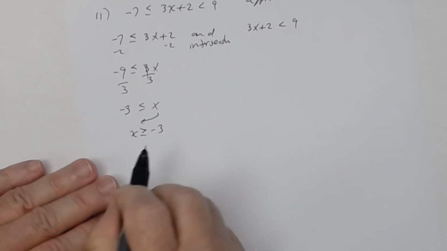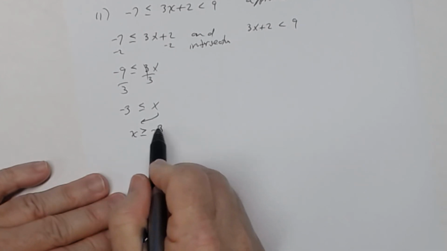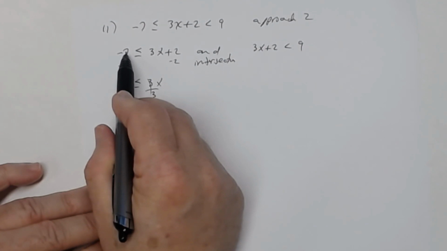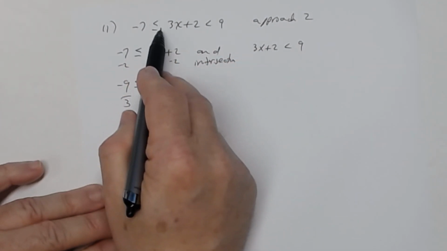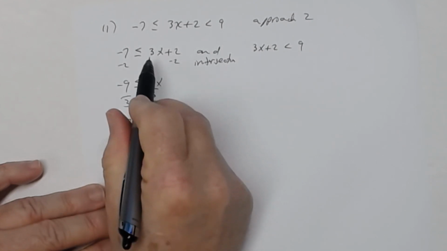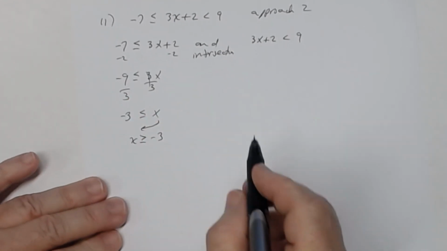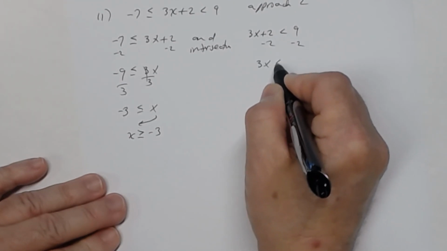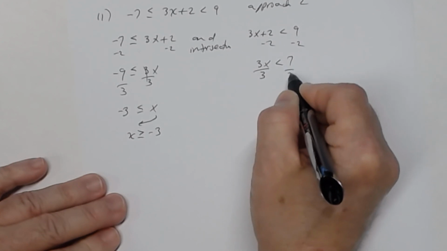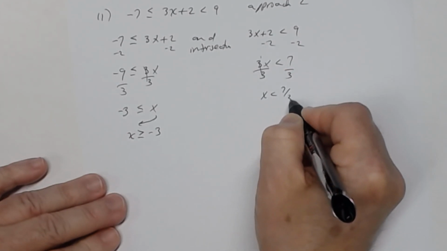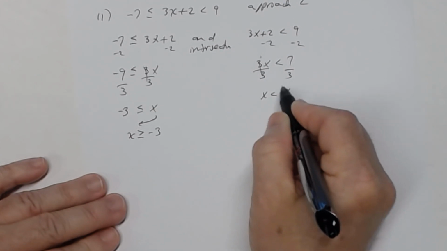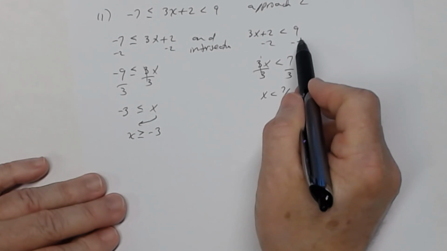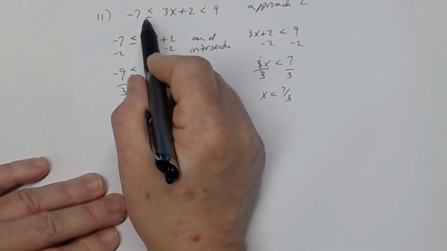So that means. Now remember, any real number greater than negative 3 is a solution to this linear inequality right here. That doesn't mean it's a solution to this compound inequality. It's only a solution to this linear inequality. Same thing here. When I subtract 2 from both sides, I get 3x is less than 7. Divide both sides by 3, I get x to be less than 7 thirds. So any number less than 7 thirds, any real number less than 7 thirds is a solution to this inequality. It doesn't mean it's a solution to the original, to this compound.